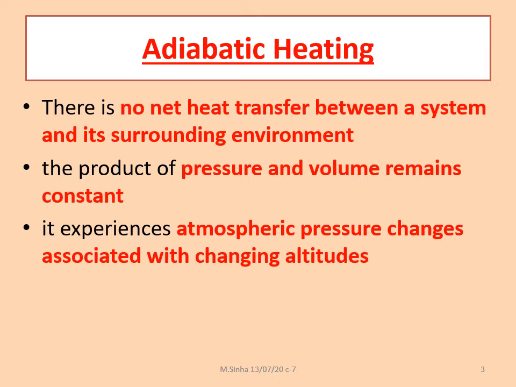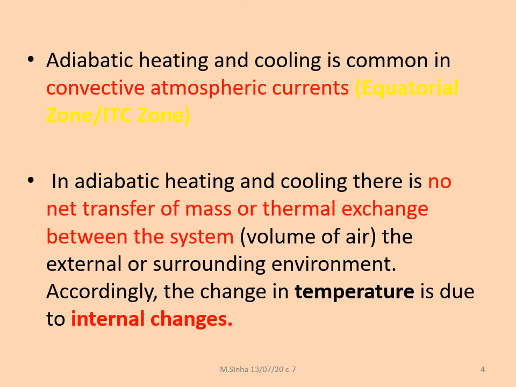Here the changes are associated with the changing of altitude. The change of temperature is due to internal changes. There is no change in temperature, no change in volume, no change in pressure. Only there is a change associated with the change of altitude or height. We are all familiar with the adiabatic process. In lower classes, we are all familiar with orographic precipitation. In orographic precipitation, air moves upwards through the slope and expands, and is responsible for heavy rainfall. This is nothing but the process of adiabatic cooling.